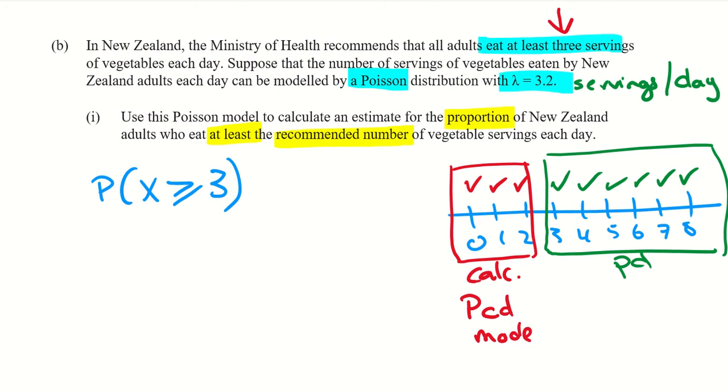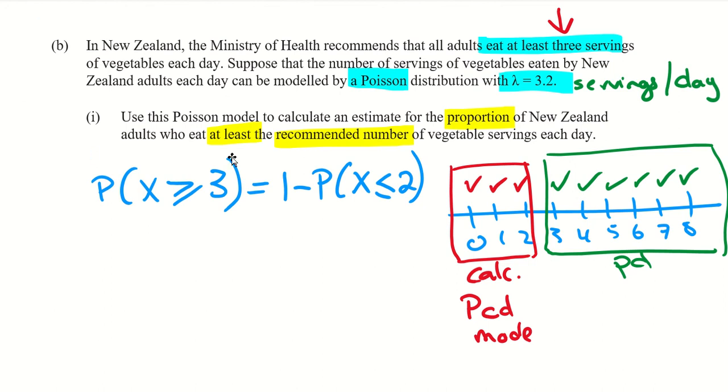And I know that both the left and the right side together have to add up to 1. So if the calculator will find this left-hand piece and I want the right-hand piece, then my probability is 1 minus the probability of being less than or equal to 2. So I've got the red there, 2 is included on the left, the number 3 is included on the right.